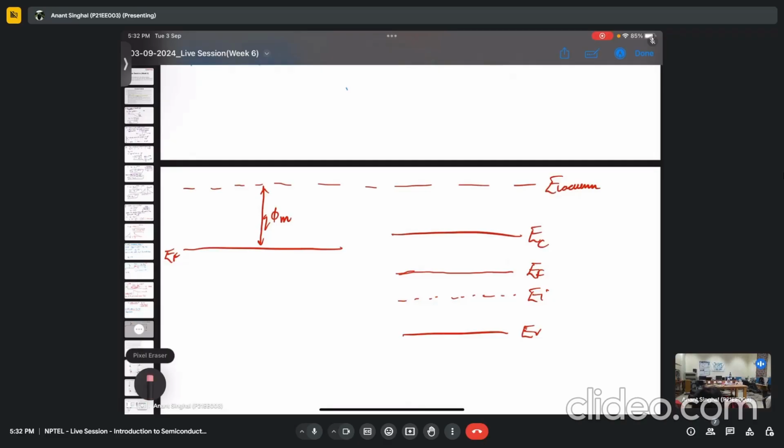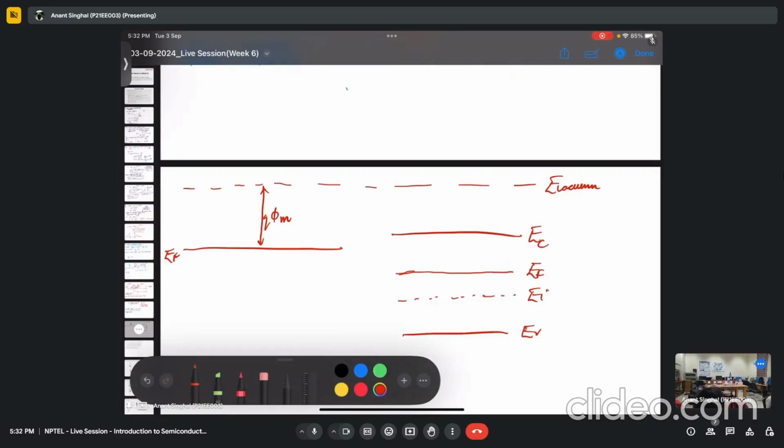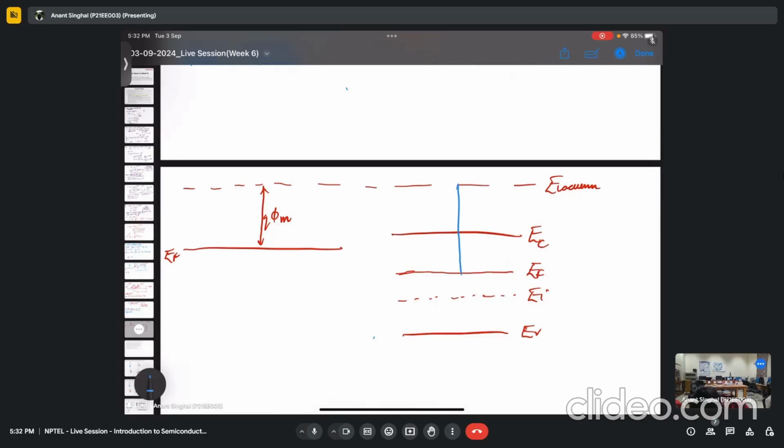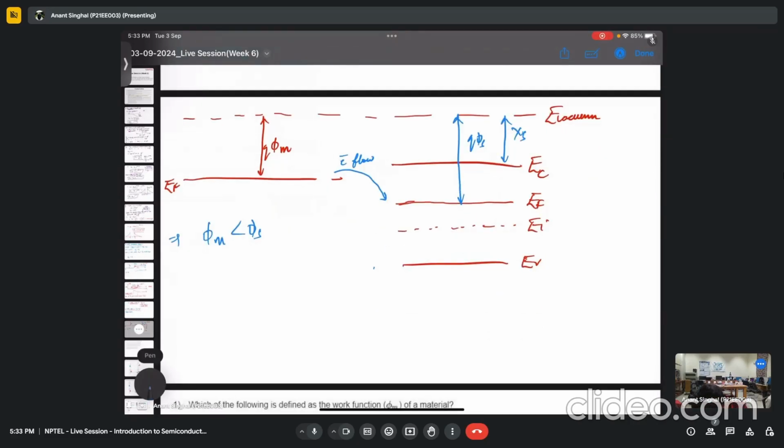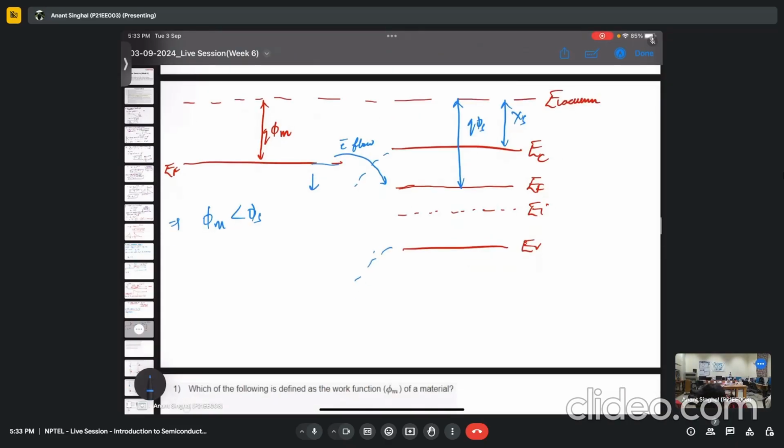Now what I can write here is, we have phi s here, and this is nothing but chi s. Here we can clearly see that phi m is less than phi s. So now we have the electron flow like this because we have a higher Fermi level, and we know that metal has plenty of electrons, so there will be no problem in that. So this will go down. That means the bands will bend like this. I hope you understand this point.